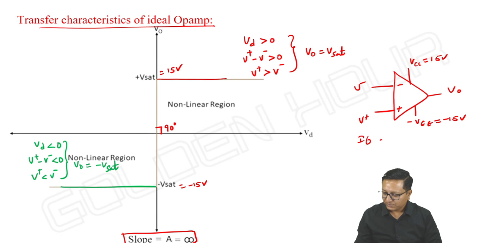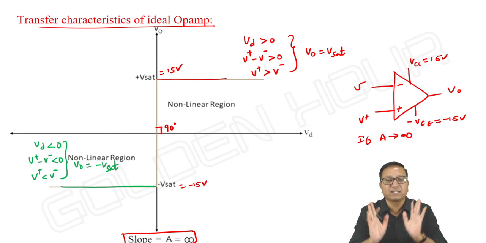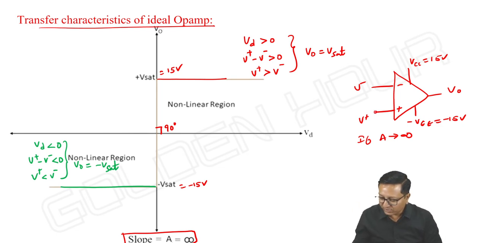If A is approaching infinity due to large gain, instead of differential amplifier, op amp behaves like a comparator. It is just comparing the voltages here and here. If the non-inverting terminal is dominating, positive input terminal is dominating, output is plus V saturation. And if the inverting input terminal is dominating, output will be minus V saturation. Means instead of a differential amplifier, op amp behaves like a comparator. That's the point we can write.